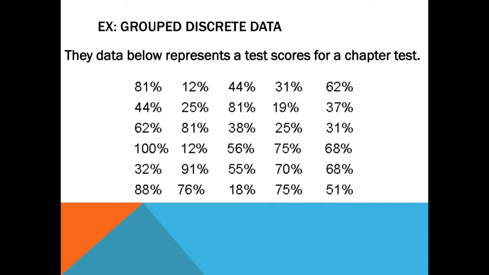Alright, so here we have some data that represents test scores for a recent unit test. And you can see that the scores are pretty varied. Looking at them individually might not make a whole lot of sense. So what we're going to do is group them into appropriate intervals, which will allow us to compare those intervals to the data within itself. Let's look at how we can group them.